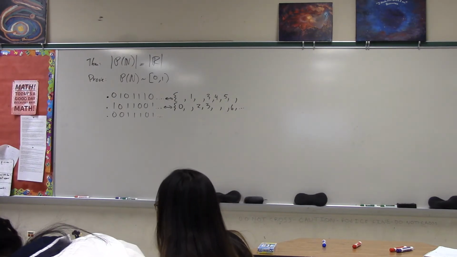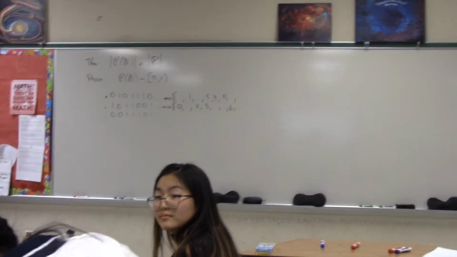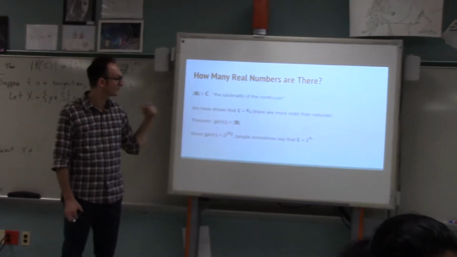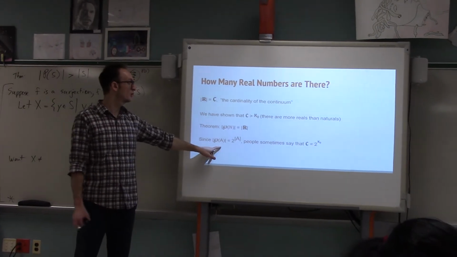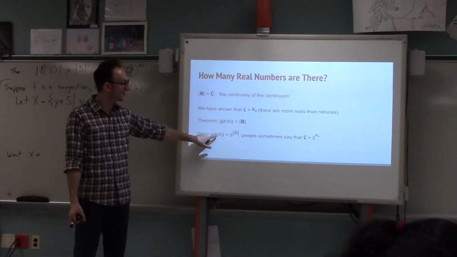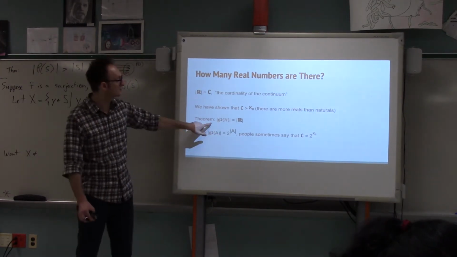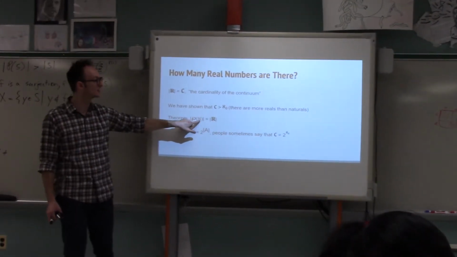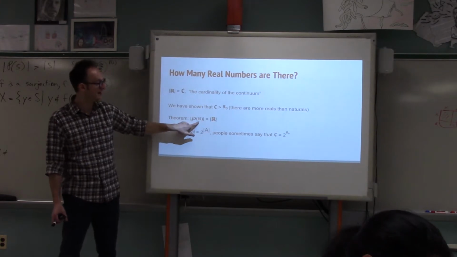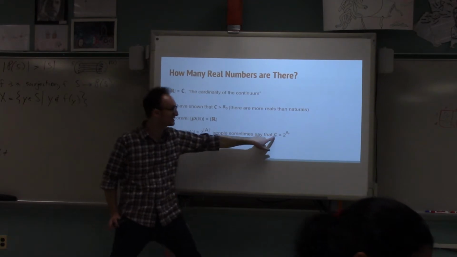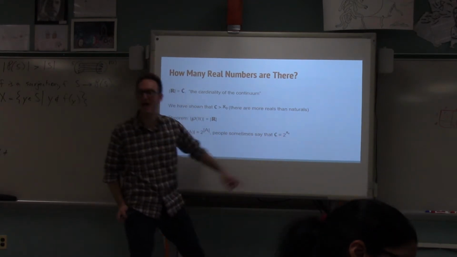So, coming back up here, it is conventional, many people do this. Since it's true that the power set of any set has cardinality equal to 2 to the cardinality of that set, and since we've just shown that the cardinality of the power set of the naturals is the same as the cardinality of the reals, then what people often say is that the cardinality of the reals is 2 to the aleph naught.